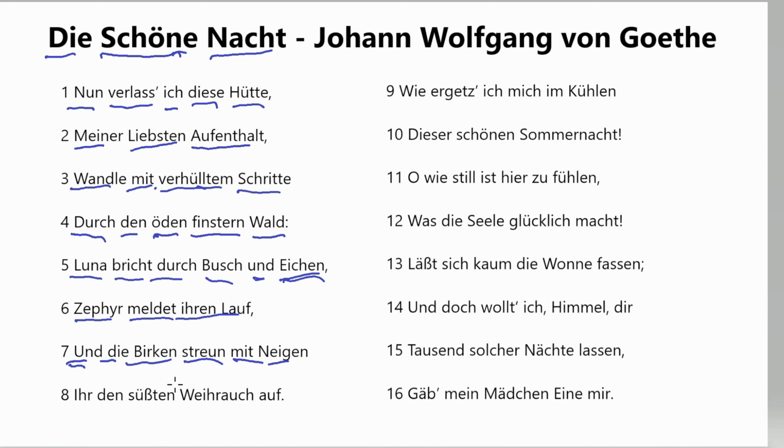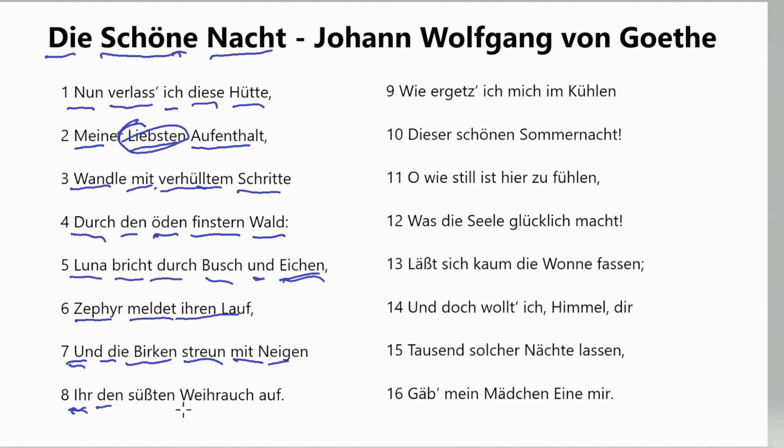So these two lines are connected. So the streuen is to distribute, and for the next line, it starts with ihr. So die Birken streuen ihr. What is the Birken distributing to whom? They're distributing to ihr. So ihr means her. And who is this person he's talking about? It's probably the Liebsten that he was mentioning in the second line. So the birch trees are distributing to her, den süßen Weihrauch auf.